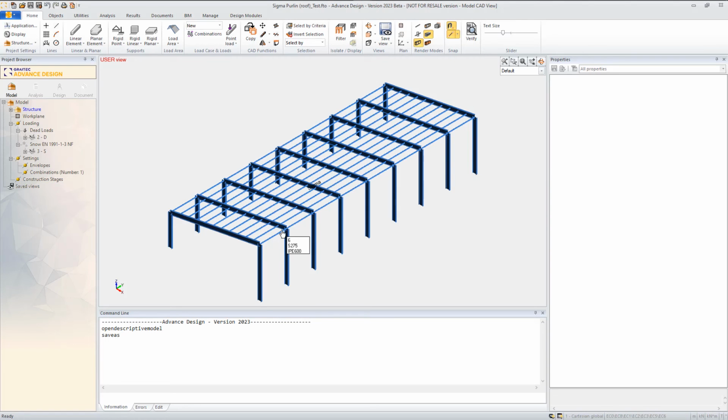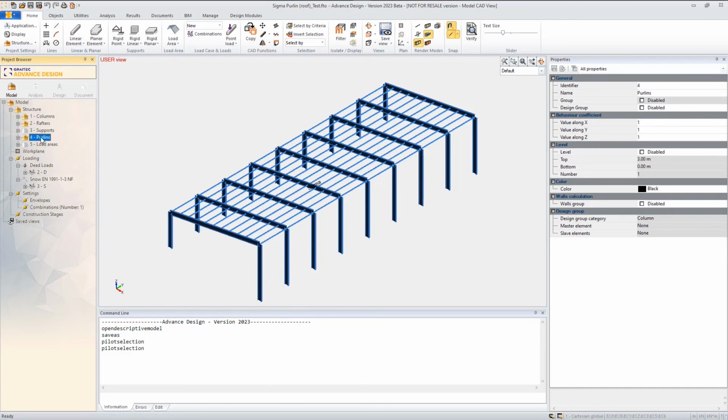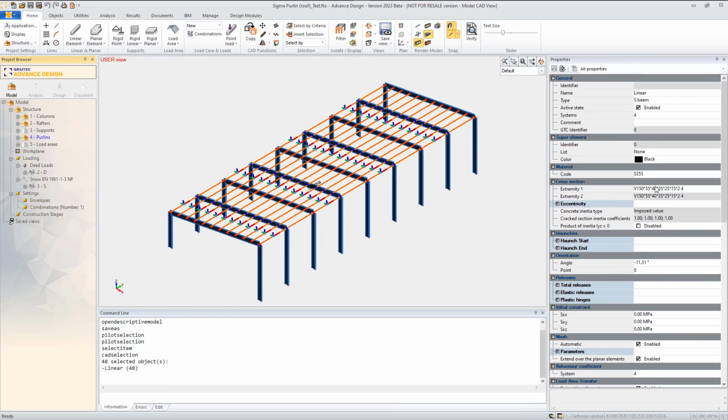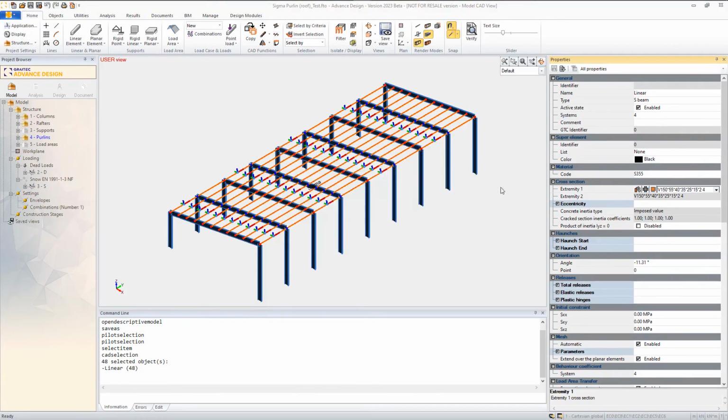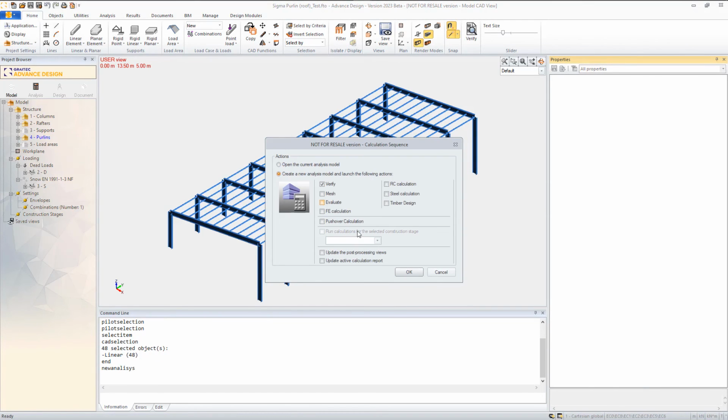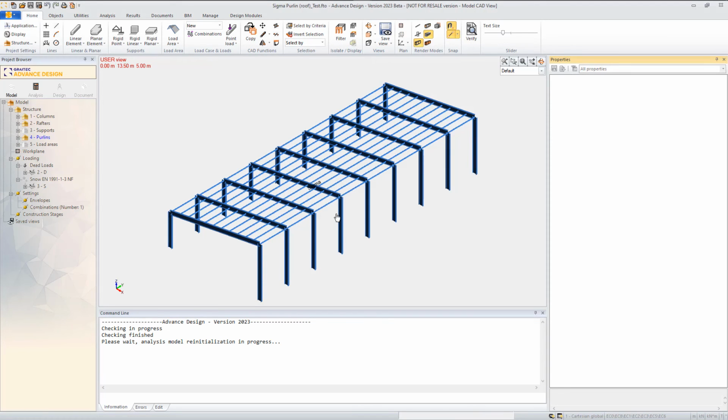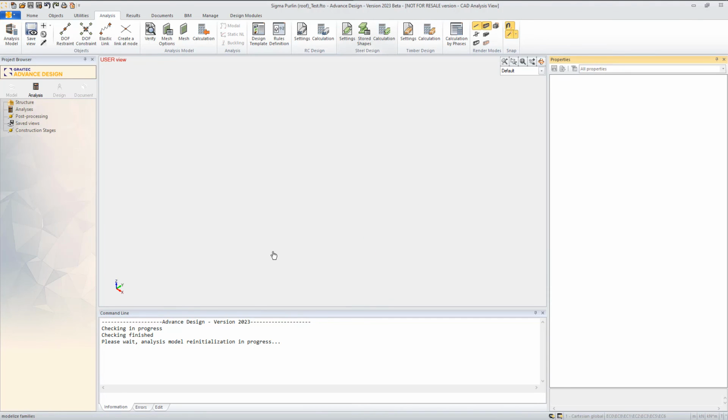Alright, so this is a model. We have purlins. I will just make sure that they are defined as user sections, sigma sections. Alright, and we'll first run a finite element calculation to see what kind of internal forces we are dealing with.